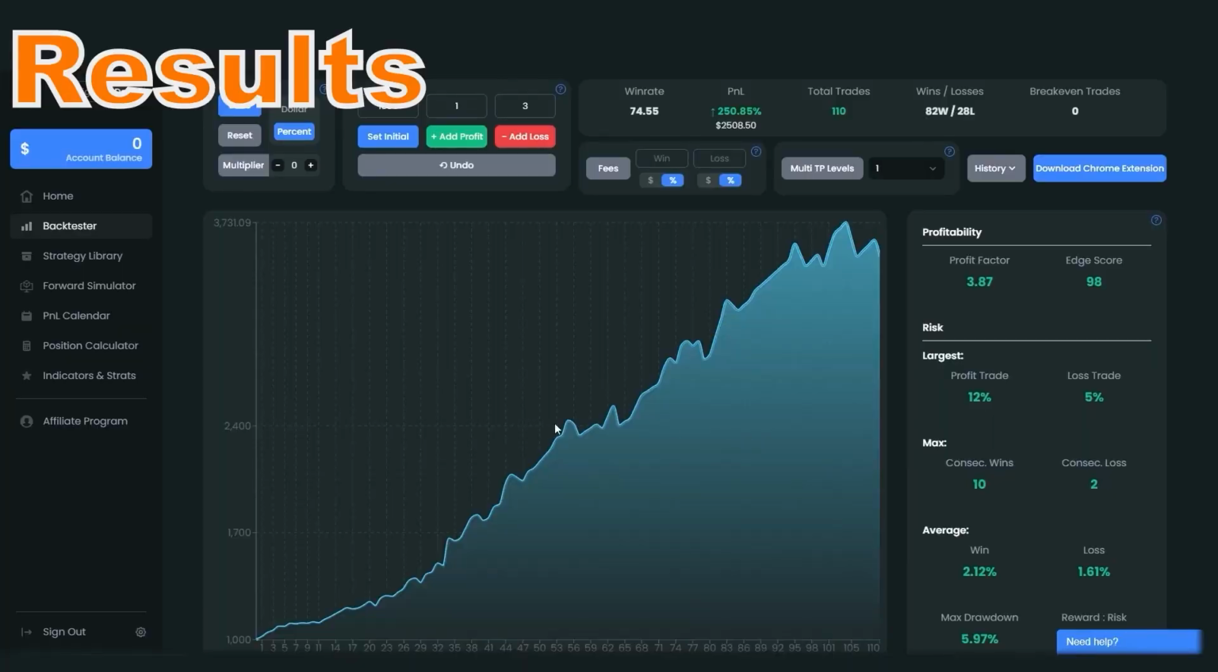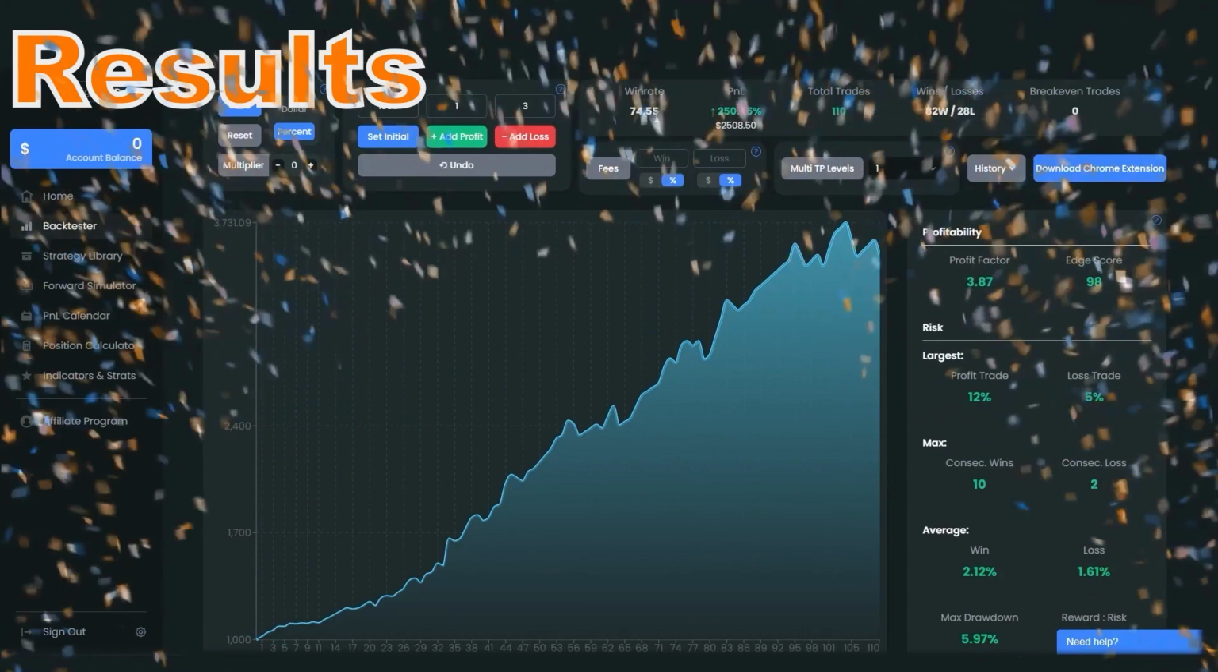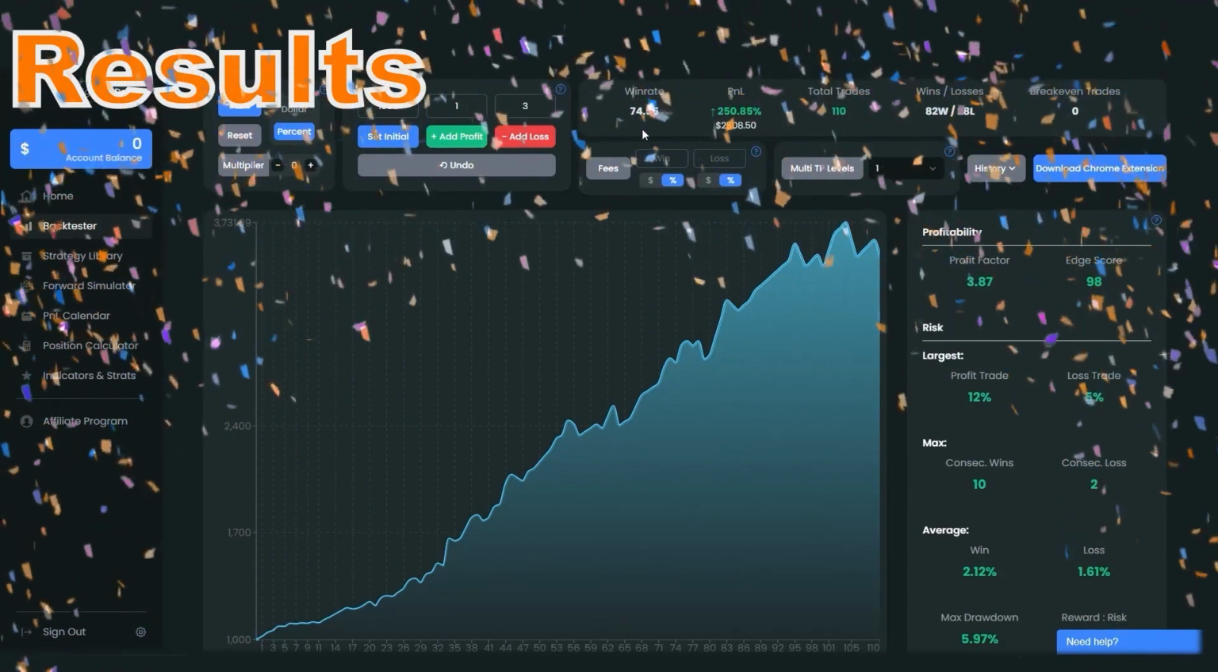So as you can see from the backtesting results that we have been able to grow our account 250%, which is phenomenal, and the win rate of this strategy is 75%.